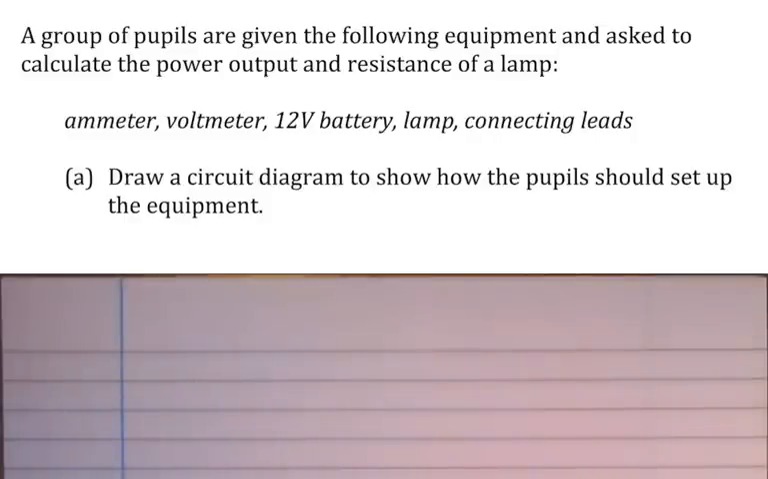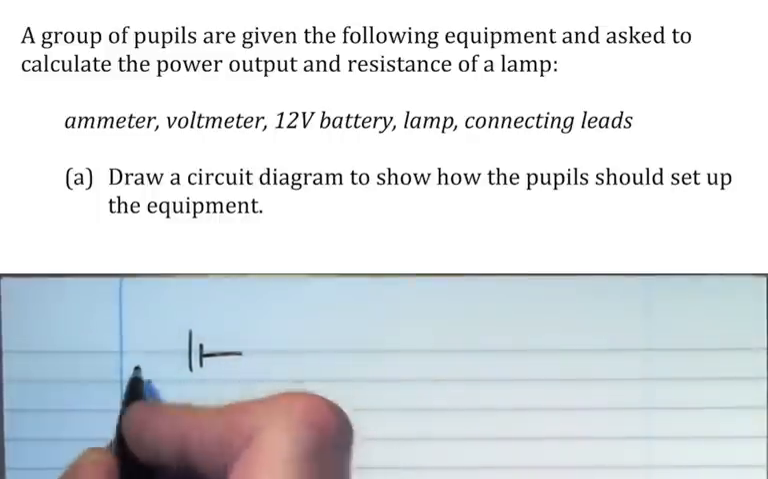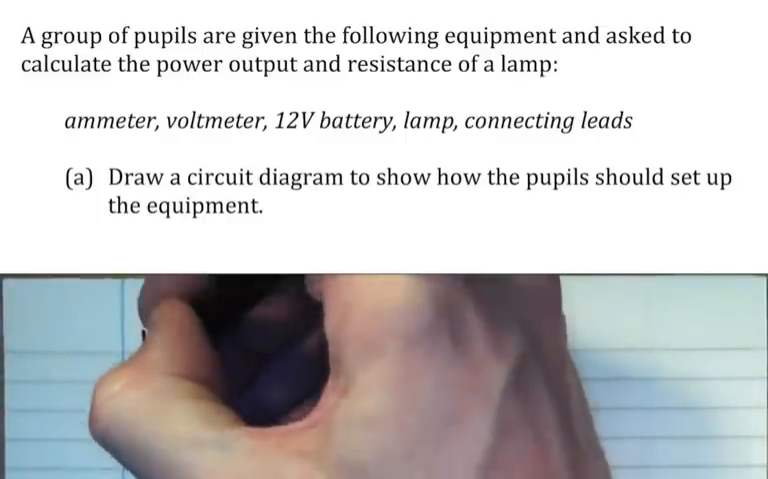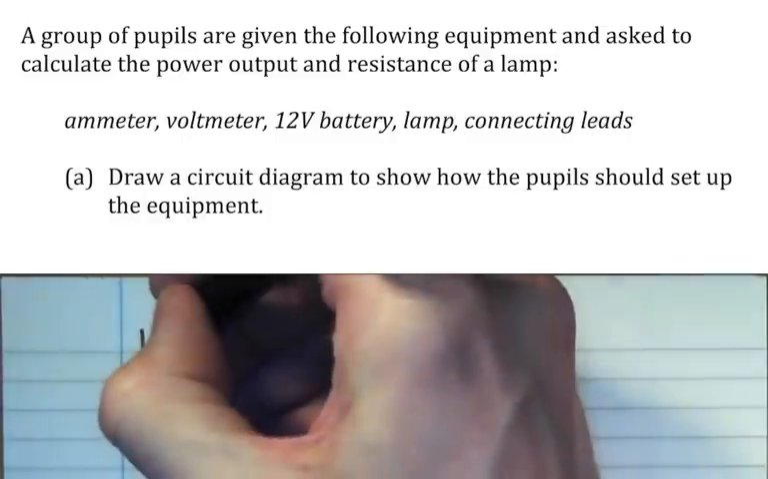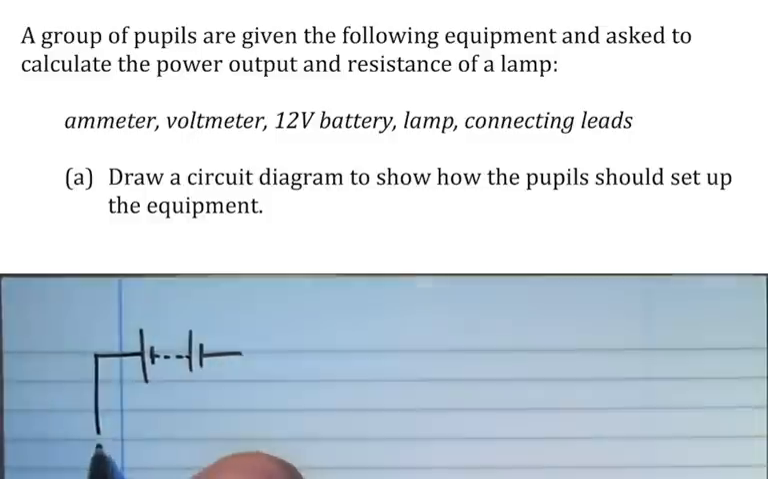The question then asks, part A, draw a circuit diagram to show how the pupils should set up the equipment. I'm not going to sit here and draw the whole diagram. What I will say is, don't just draw it by hand, like so. I've already started. Is that a mistake? It doesn't need to be. If I was to do this, and remember those dotted lines, like so, what am I going for? A lamp, and I'm working out the power and the resistance of the lamp.